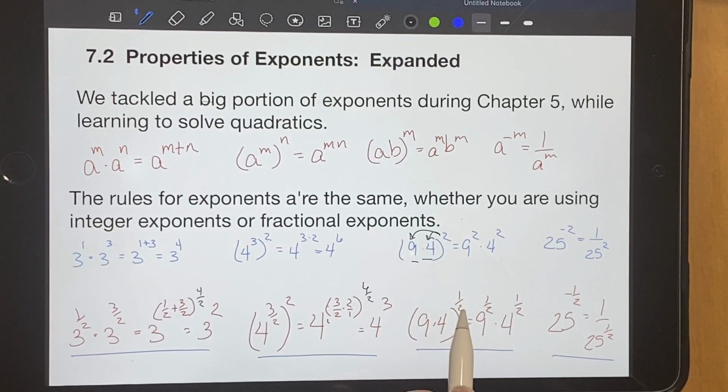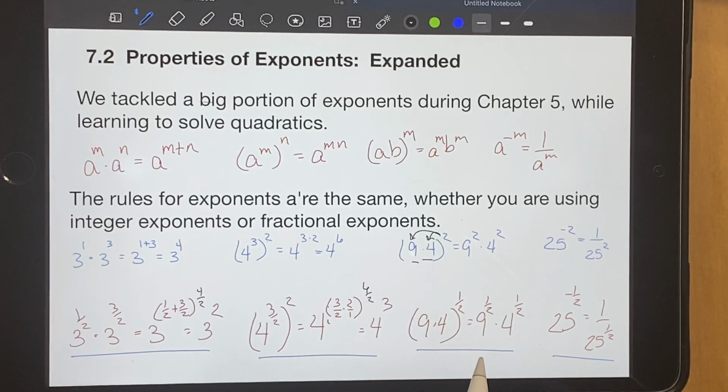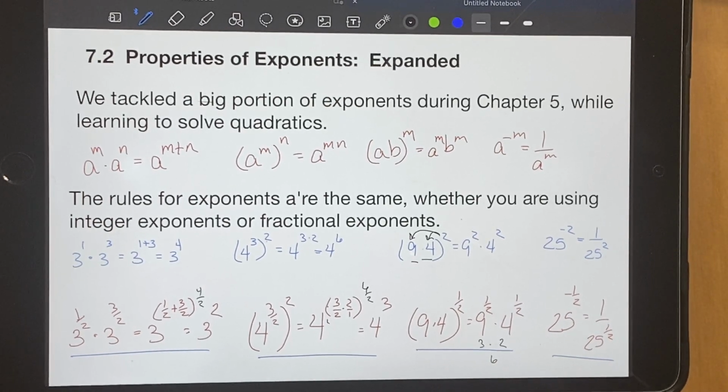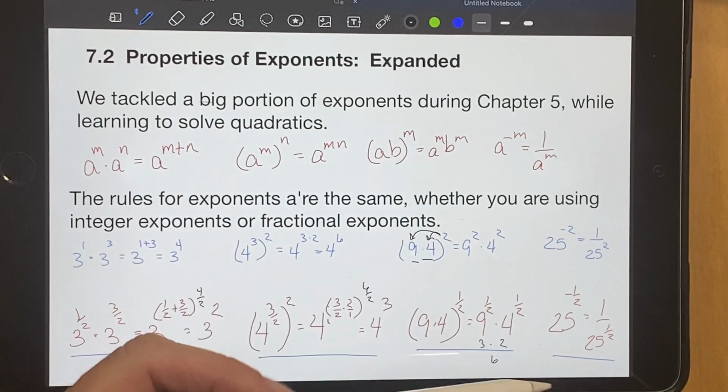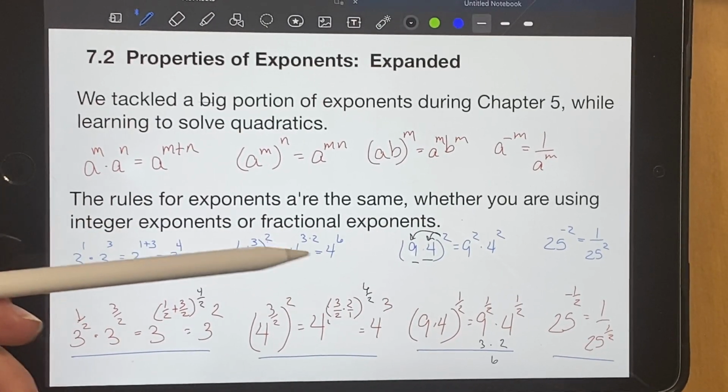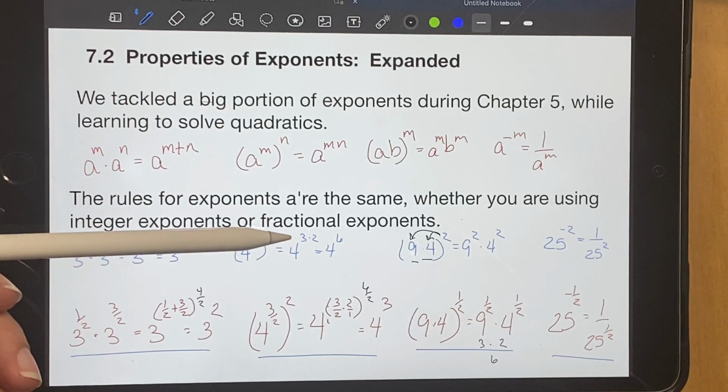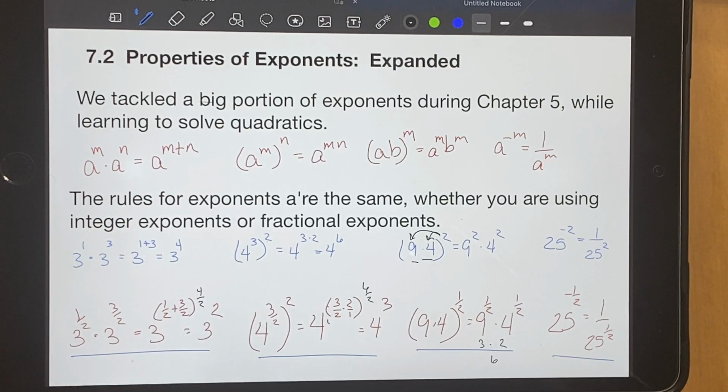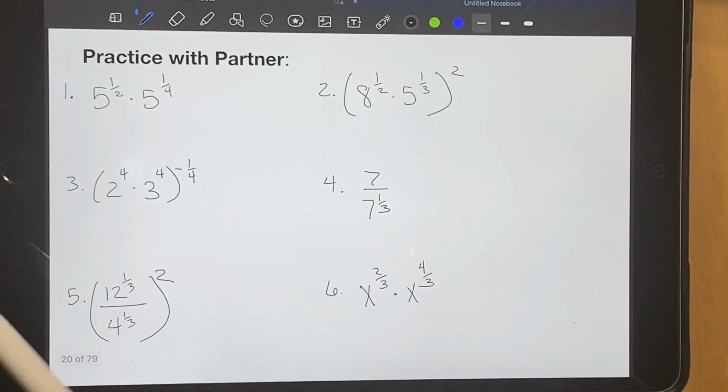In this case, we have 9 times 4, and then we're taking the square root of it. So our 1/2 will get distributed to both of them. Then the square root of 9 is 3, and the square root of 4 is 2, so our answer would be 6. And for 25 to the negative 1/2, we're going to make it positive because we like to have positive signs, so we're going to change sides on that. Again, the same rules that we used with regular integer exponents, we can use with fractional exponents.